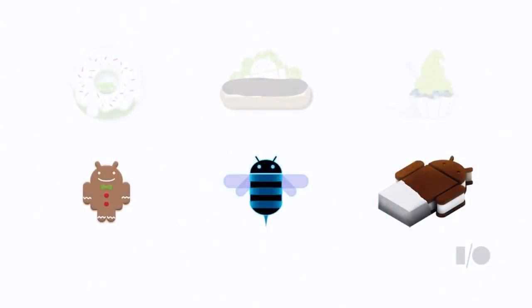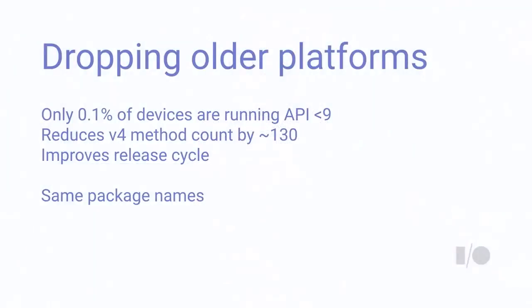We are dropping support for APIs below 9. This has been a long time coming. It's only API 9. Don't get too excited. Less than 0.1% of devices that have access to Play Store are running APIs less than 9. So dropping support means, one, we have fewer methods. So we're taking a couple of steps back from your ProGuard dex limit. About 130 methods right now, just removed from v4.